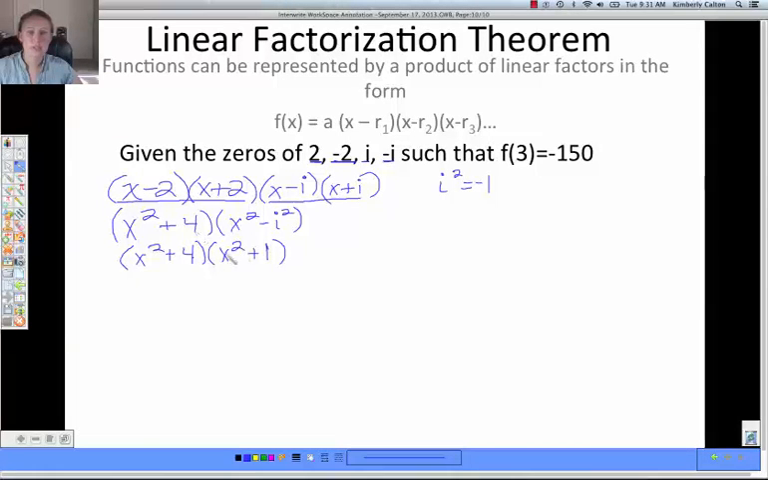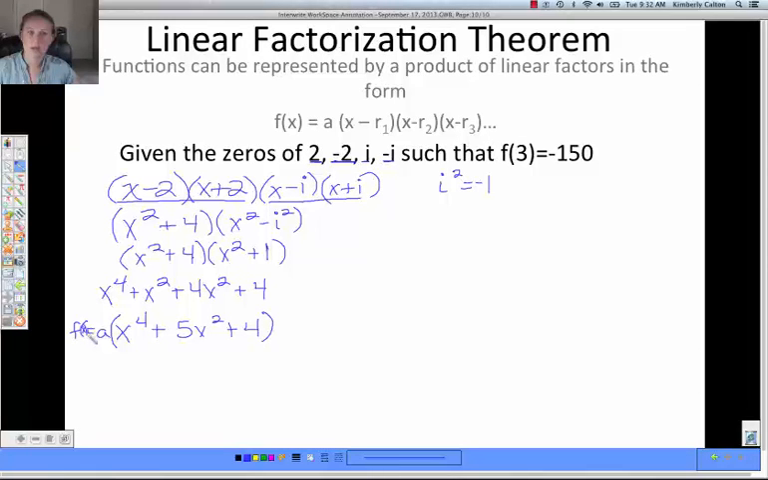So we have x squared times x squared is x to the 4th. X squared times 1 is plus x squared. Negative 4 times x squared is minus 4x squared. And negative 4 times 1 is minus 4. So we want to simplify our equation and see that we have x to the 4th minus 3x squared minus 4. Now this is not our entire problem because remember, we need to multiply it by a, and it still says f(x) out front.